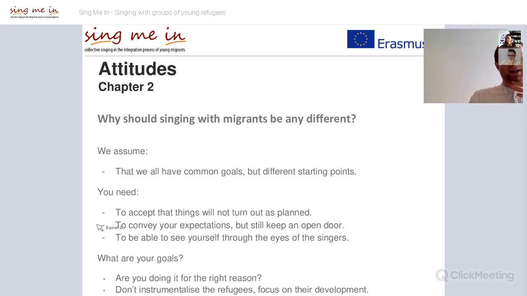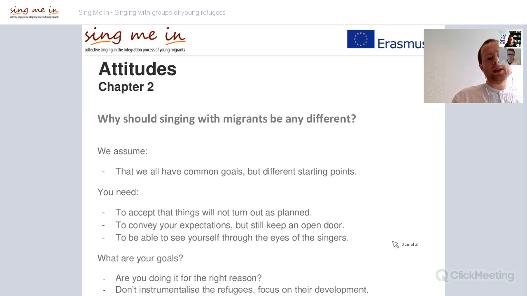So there's a fine balance between conveying your expectations but still managing to keep an open door for the people who have difficulty joining the different workshops or the choirs. And this actually connects a lot to the story about Louis, because the center of that story is the attitude the conductor has towards the singers, and that this attitude actually is the thing that makes the choir work.